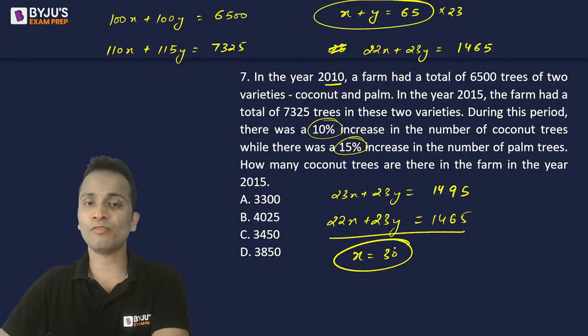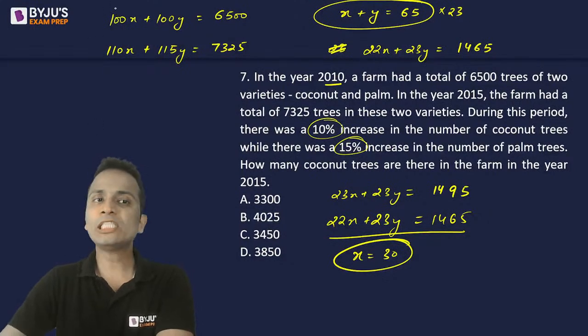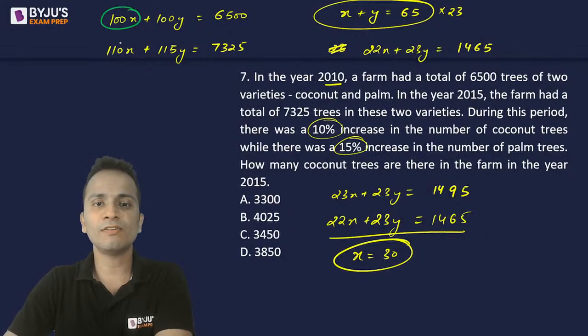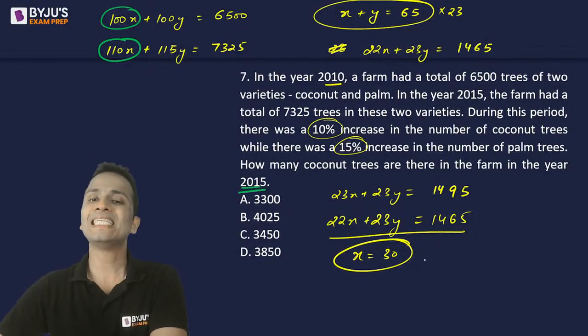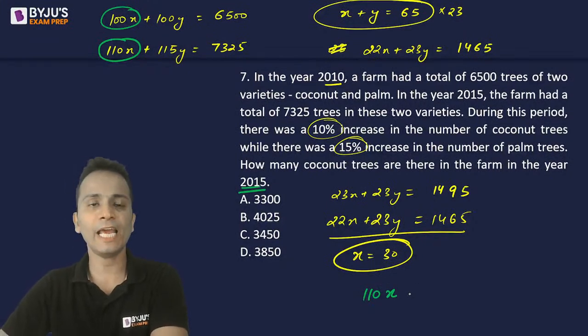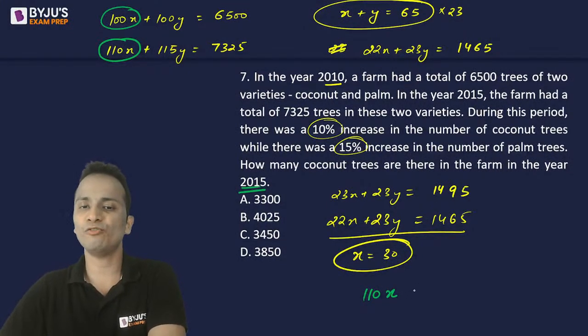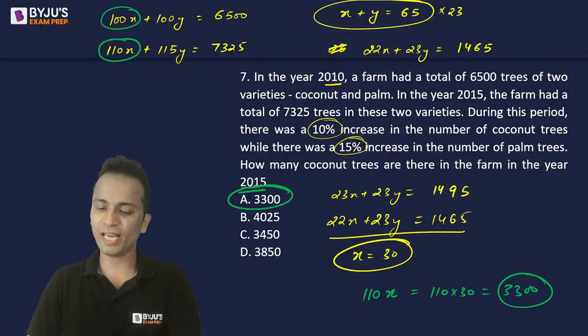This is not the number of trees. This is the value of x. Okay. Now, originally the number of coconut trees was this. And finally, in 2015, it was this. So we have to find out the number of coconut trees in the farm in the year 2015. That means I have to find out the value of 110x. So 110 multiplied by 30, that is 3300, should be the final answer, which is option A.